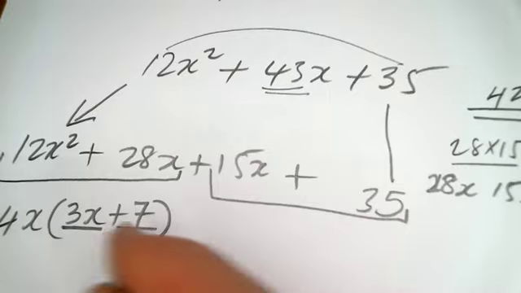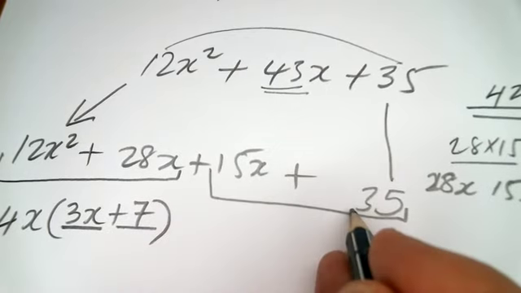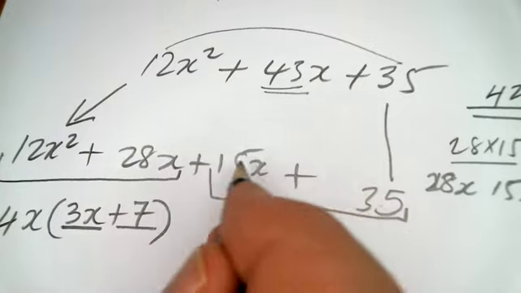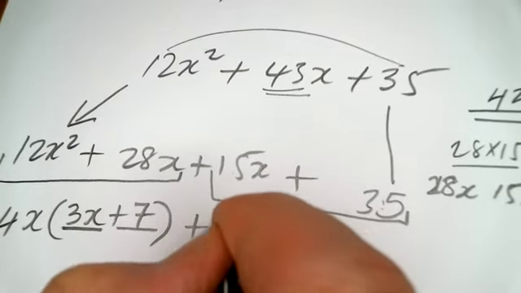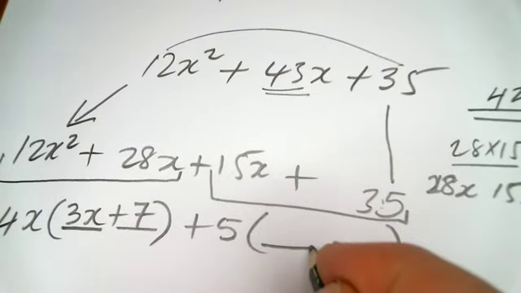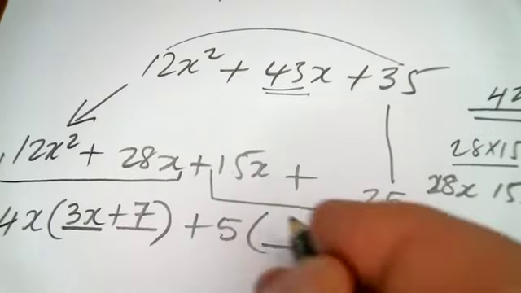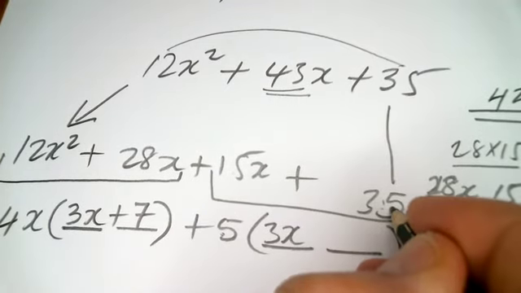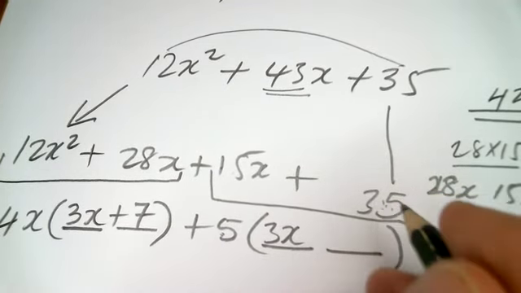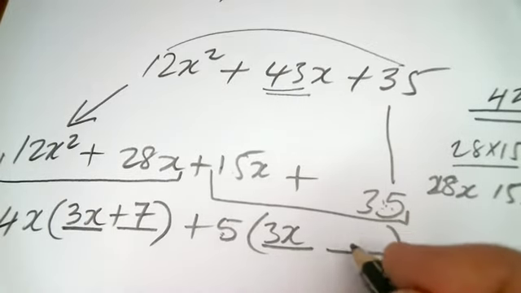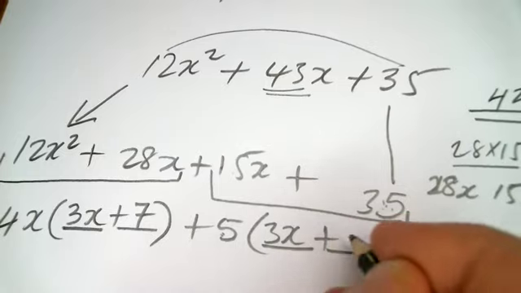We know the other bit is going to work the same way. I can ask what's common to these two, and the obvious thing is 5. So what times 5 makes 15x? Well, 3x is the answer. And what times 5 makes 35? The answer is, of course, 7.